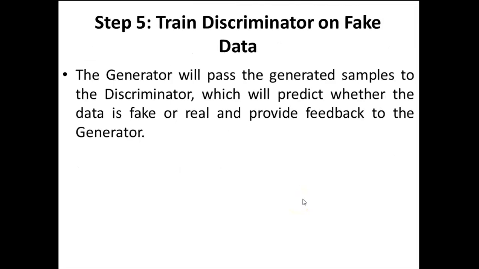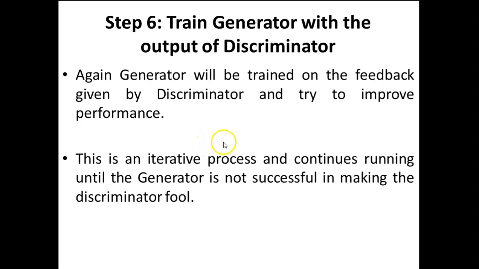Train the discriminator on fake data. The generator will pass the generated samples to the discriminator, which will predict whether the data is fake or real and provide feedback to the generator. Train the generator with the output of the discriminator. Again, the generator will be trained on the feedback given by the discriminator and try to improve performance.